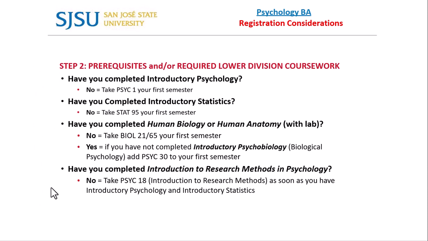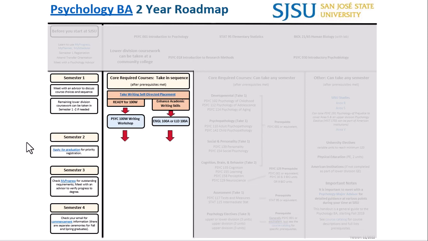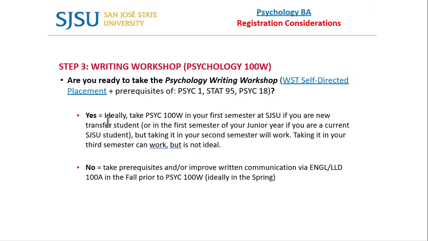Now the next thing I need to talk to you about is our upper division required psychology classes. The first required course that you should take in your junior year, ideally in the first semester of your junior year or your first semester as a transfer student, is 100W, or our writing workshop. There are a couple of things I need to tell you about the 100W. Again, this is a course that is required for all psychology majors. So you need to first determine whether you're ready to enroll in it or not.